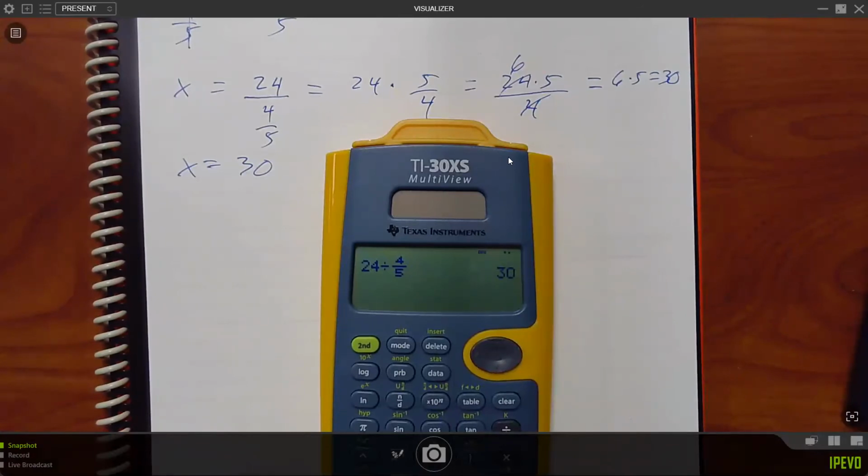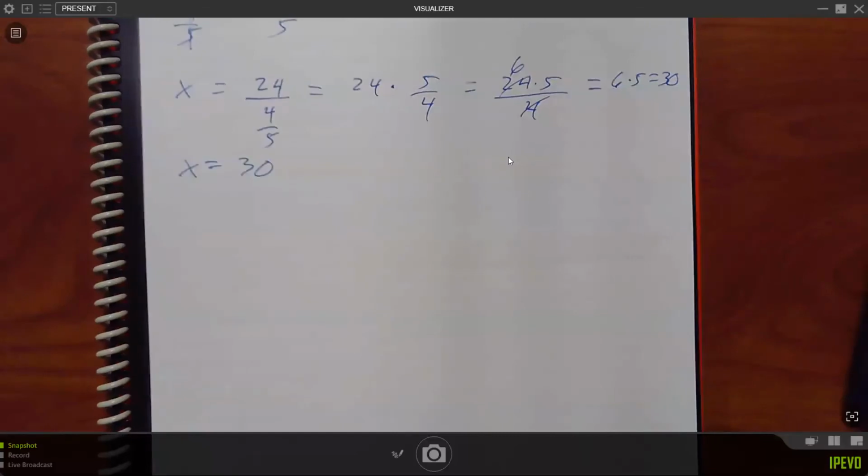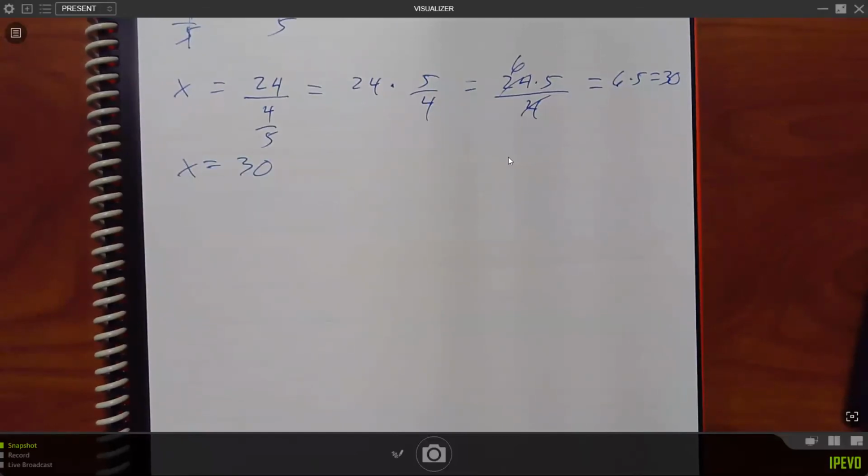It's up to you. Yeah, I got stuck after this step here. That's why I got stuck. I got it now. Got any other ones?